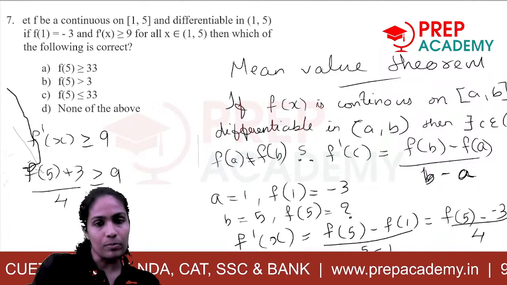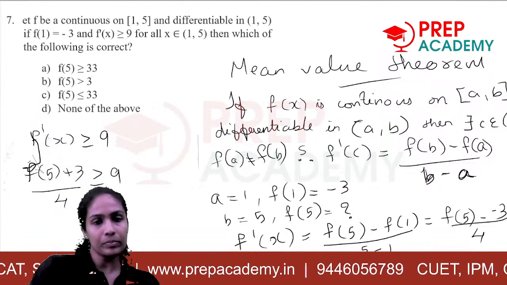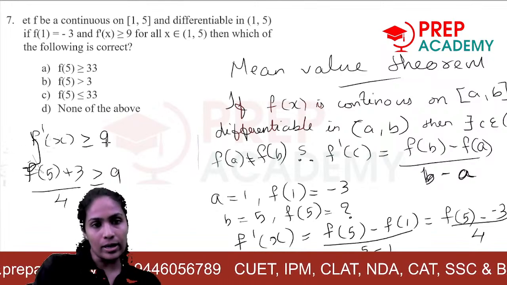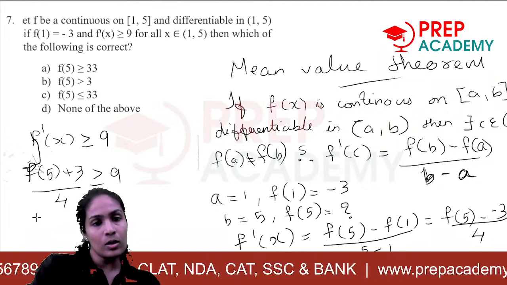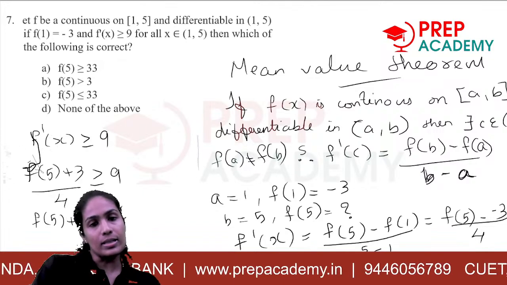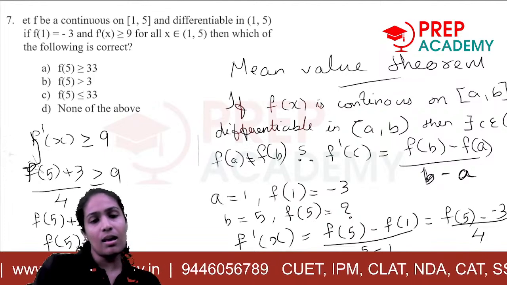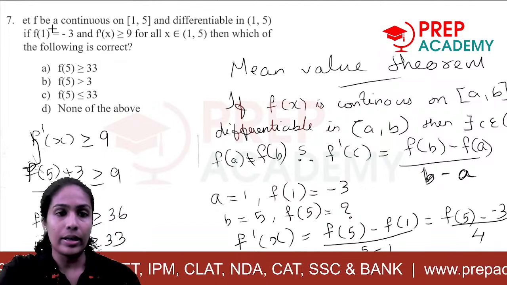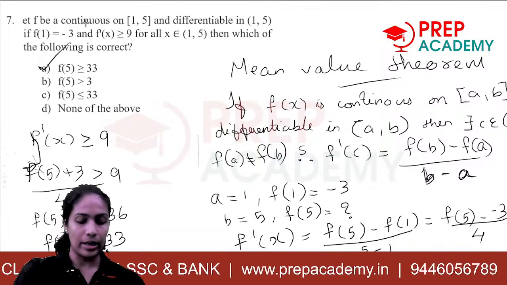This f'(x) is obtained by applying the mean value theorem. So f'(x) is greater than or equal to 9. We can replace this f'(x) by (f(5) plus 3) by 4, greater than or equal to 9. So f(5) plus 3 is greater than or equal to 4 into 9, which is 36. f(5) is greater than or equal to 36 minus 3, which is 33. So f(5) is greater than or equal to 33 is the correct option. f(5) is greater than or equal to 33. That is option A.